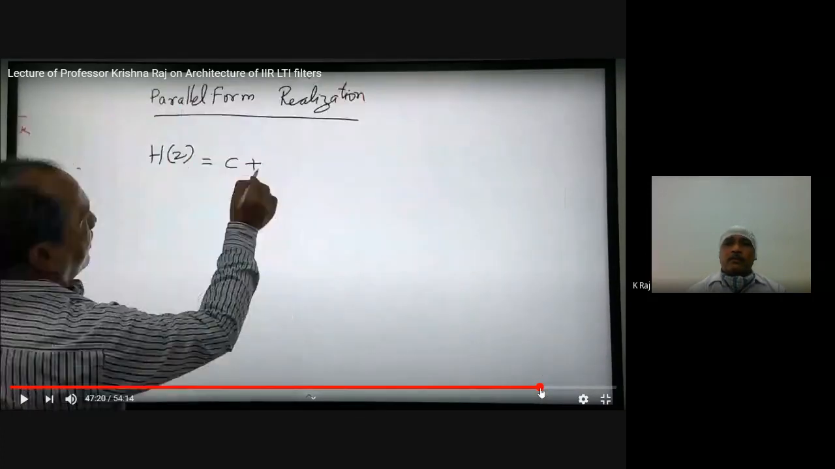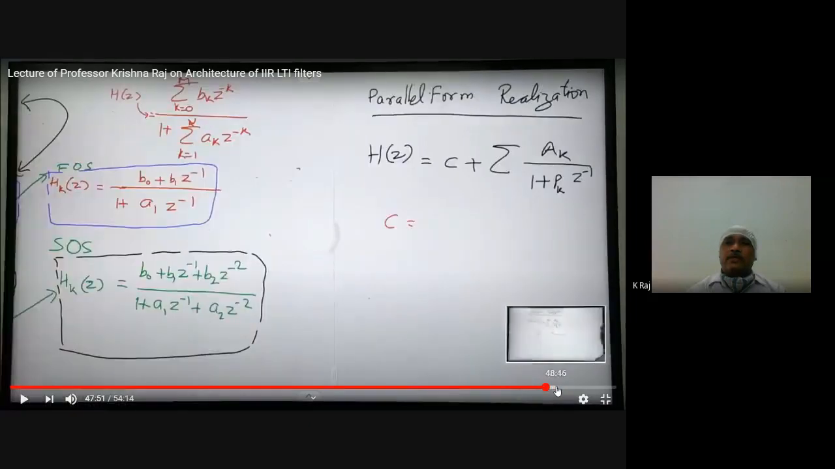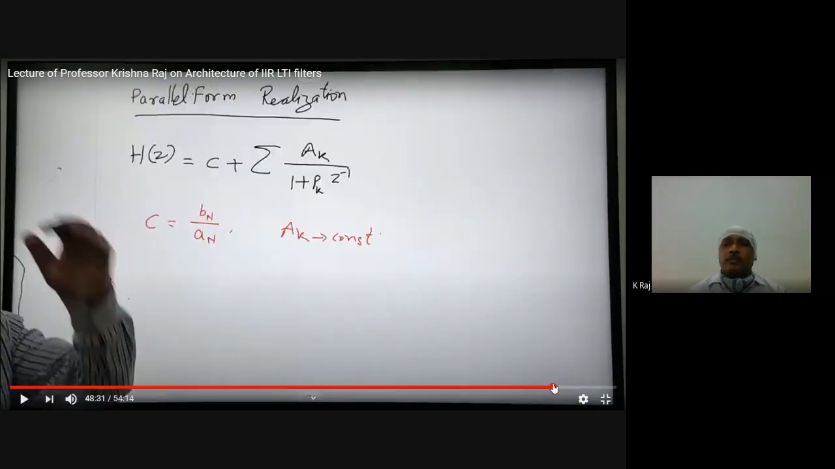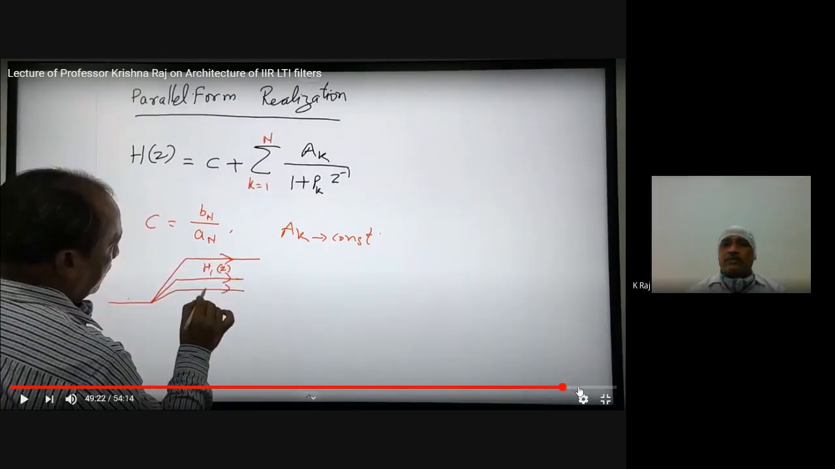Now for the parallel form, we will write the total equation in this form: C plus the summation of AK divided by 1 plus PK z to the power minus 1. PK is related to the particular pole, and C will be described by a mathematical equation, that is C equal to Bn by An here, and AK is a constant. Then we will draw the graph of how this parallel form will be represented.